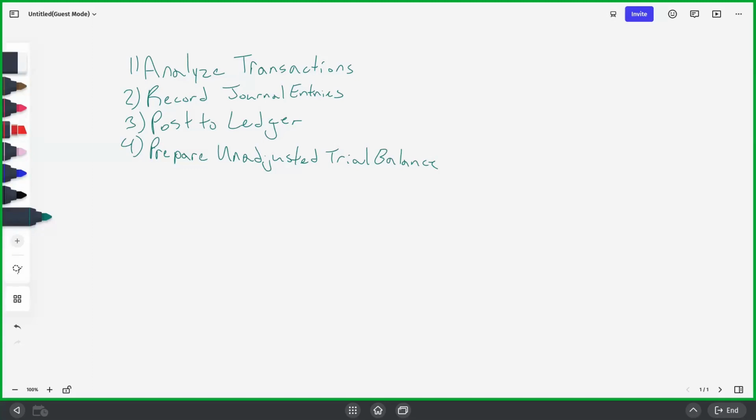What is step 2 again? Step 2 is record journal entries. No, what are these steps? Oh, step 1 is analyze transactions. Then record journal entries, post to ledger, which is your T charts, and then prepare the unadjusted trial balance.